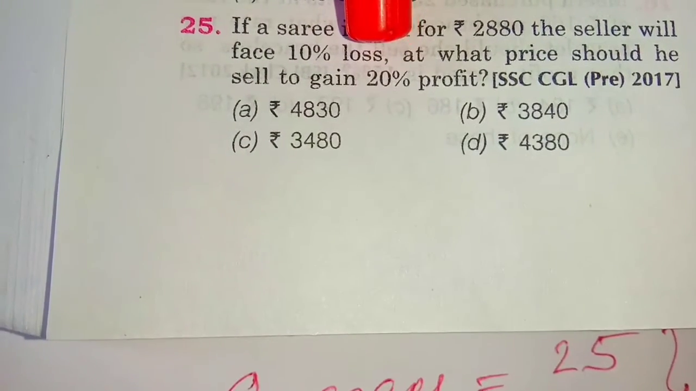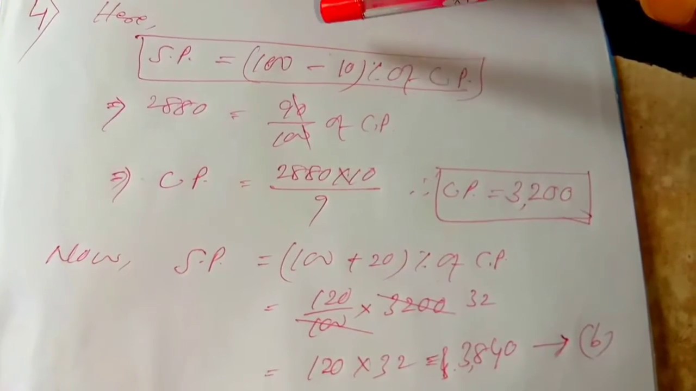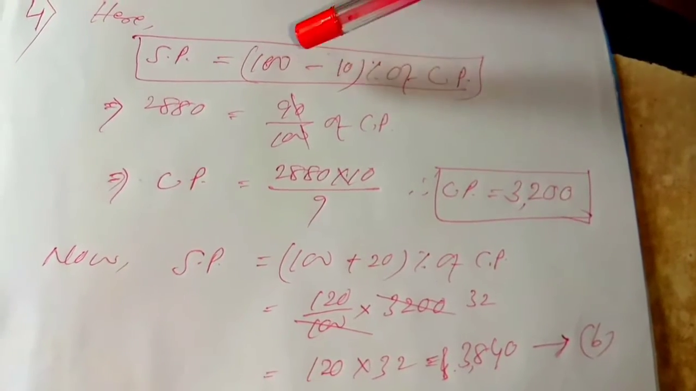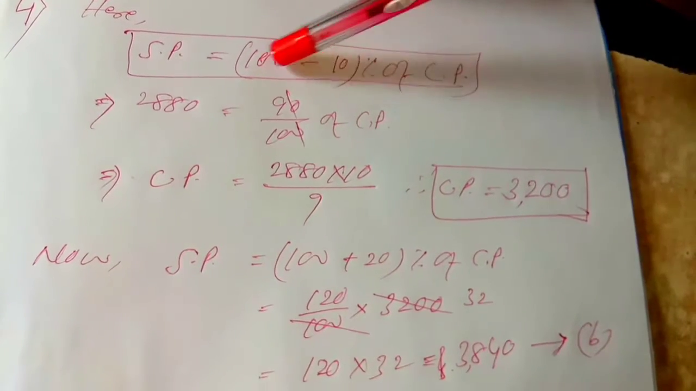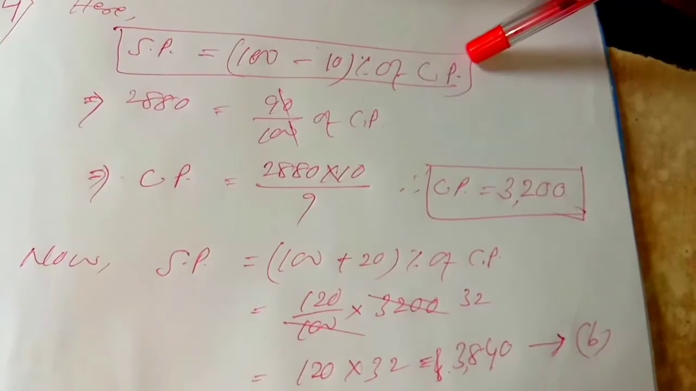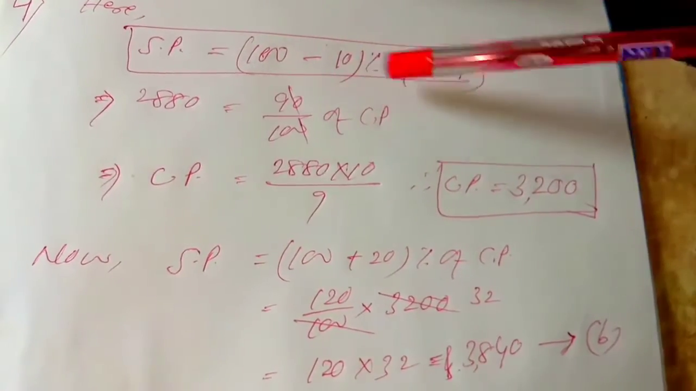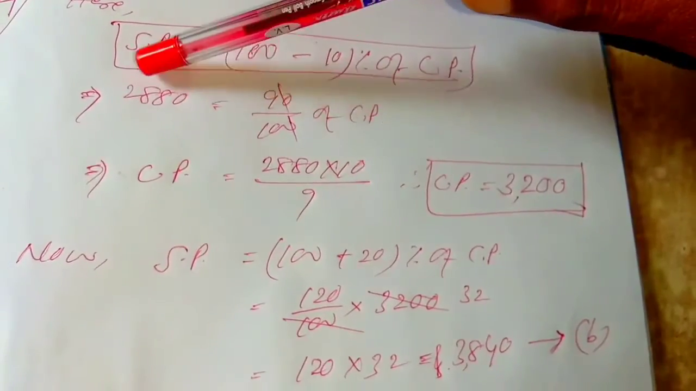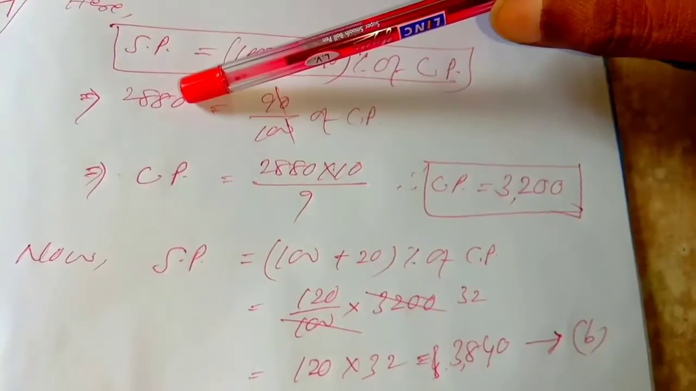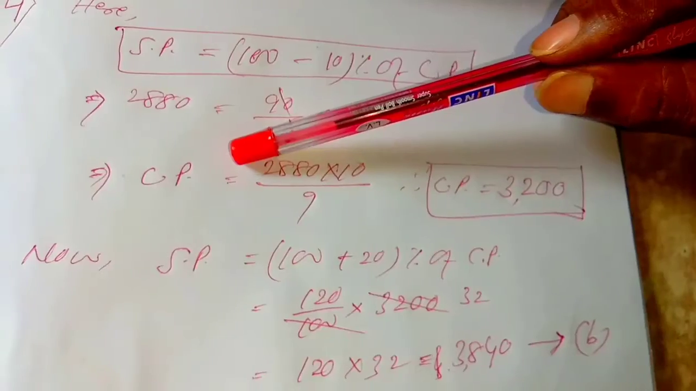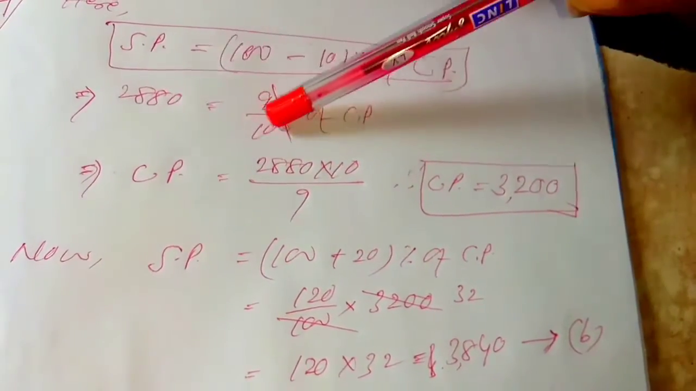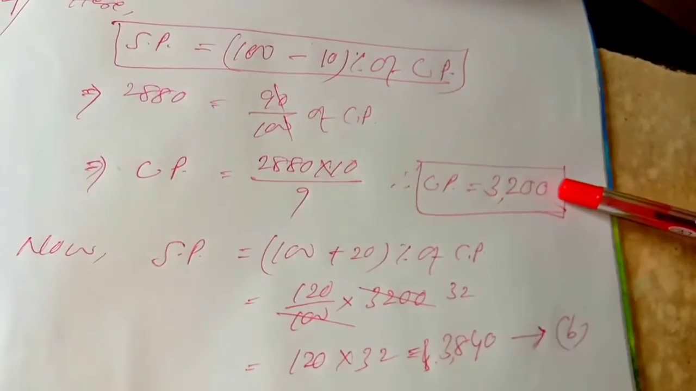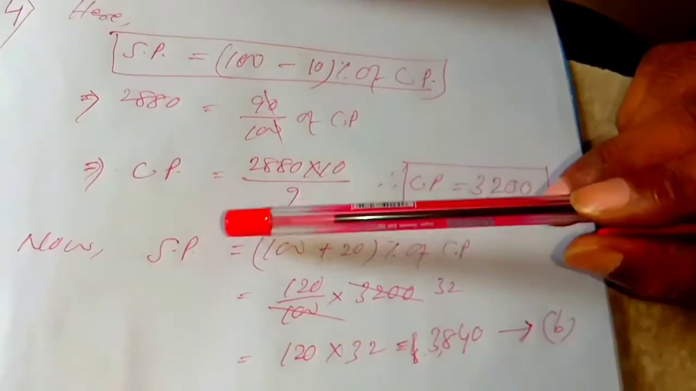Just see the process. First case, loss given 10%. So what is the selling price? The selling price is equal to 100 minus the loss, 10%, of cost price. 100 minus 10 equals 90, that is 90 by 100 of cost price. The selling price is given as 2,880. So from here you can find the cost price: 2,880 into 10 divided by 9. Finally, you are getting the cost price as 3,200.